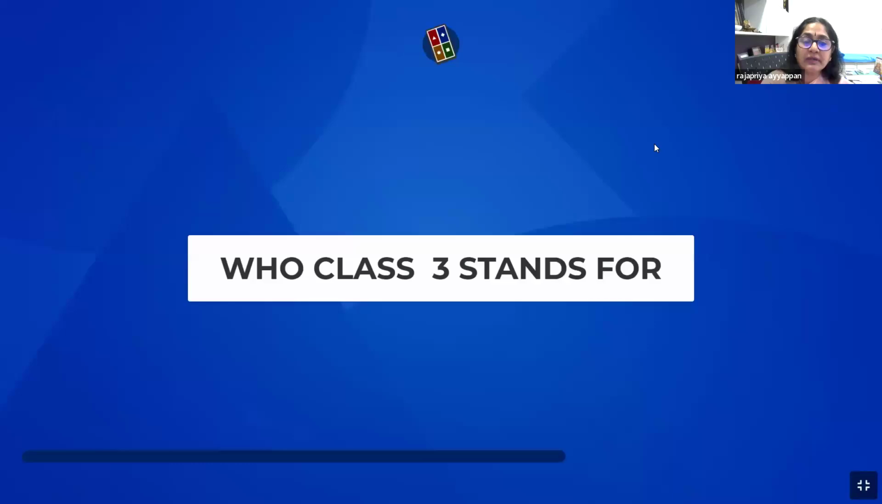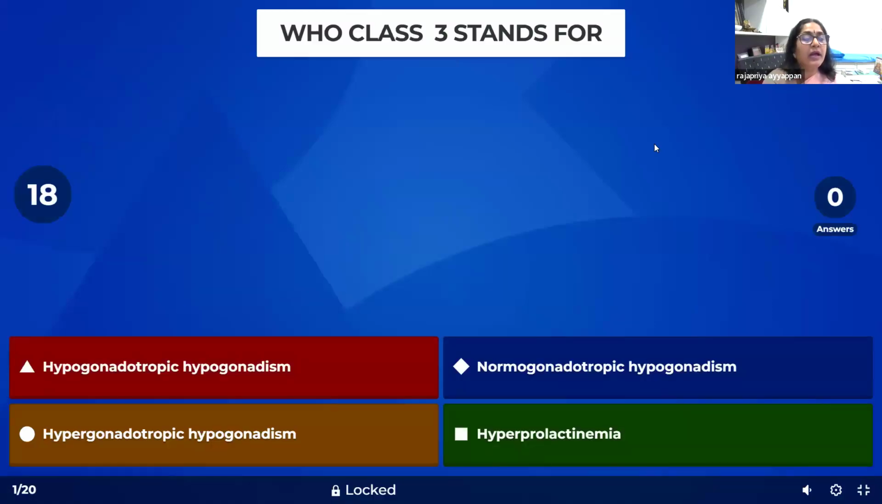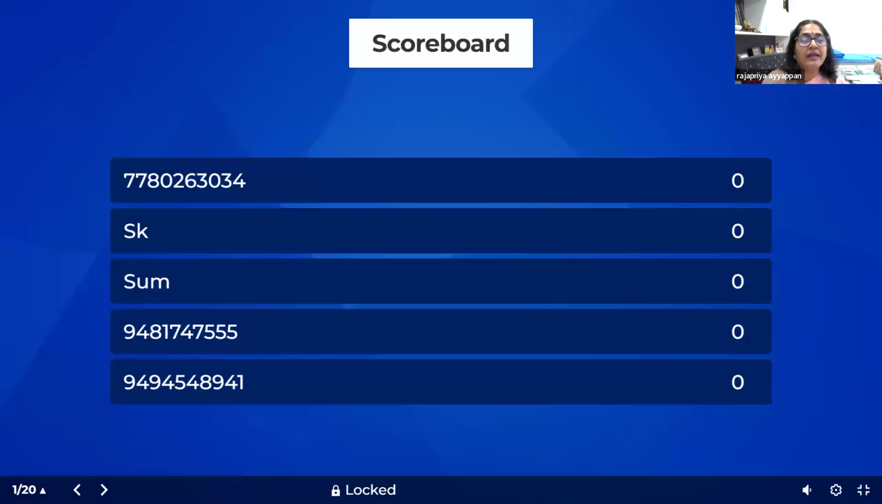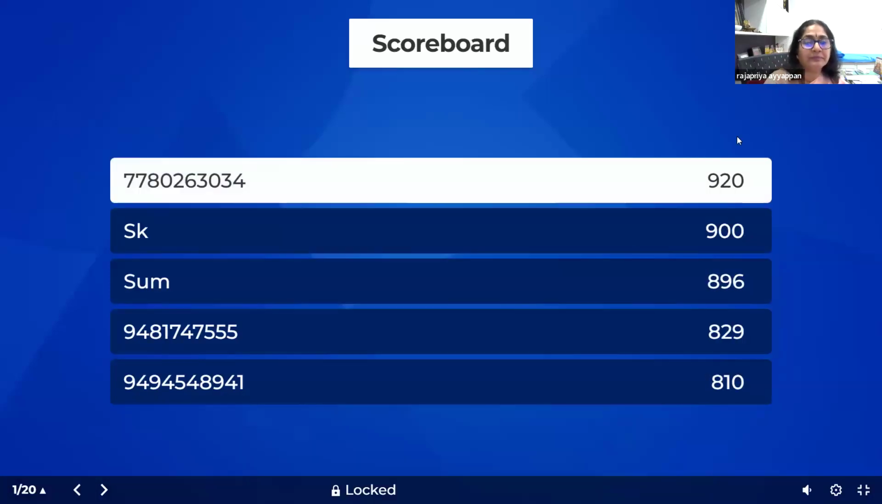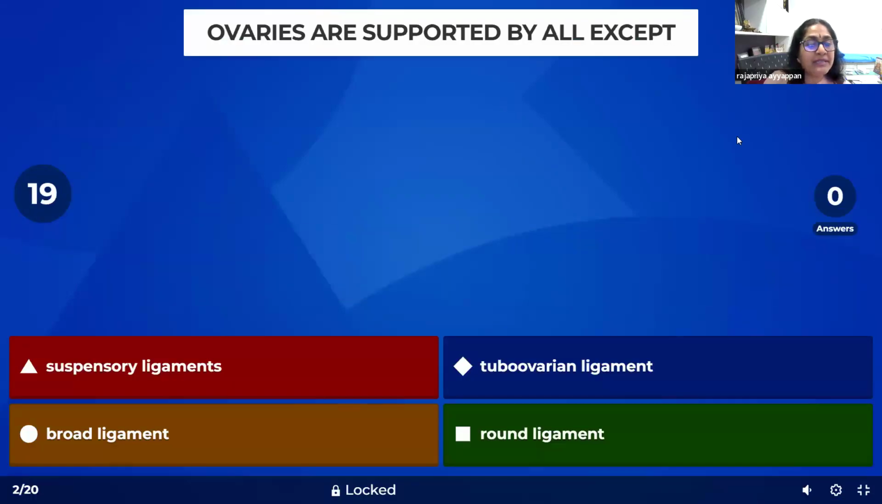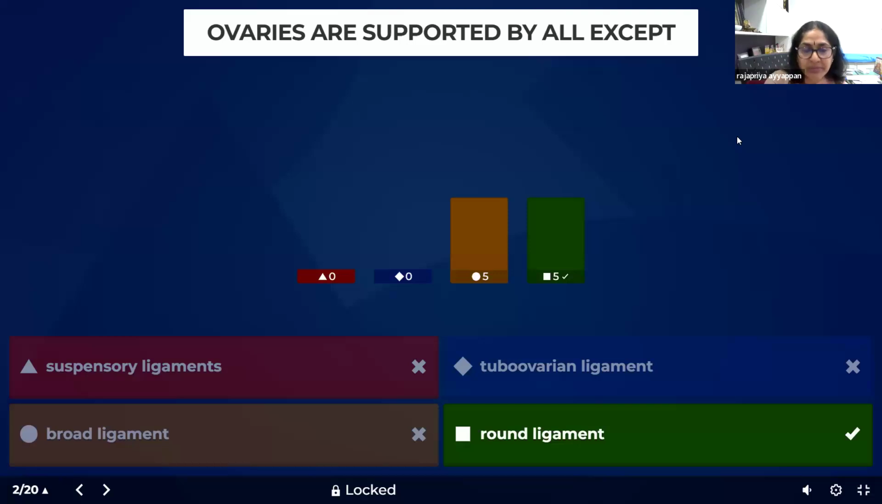The WHO classification 3 stands for hypogonadotrophic hypogonadism, hypergonadotrophic hypogonadism, normogonadotrophic hypogonadism, hyperprolactinemia. The answer is hypergonadotrophic. Ovaries are supported by the following ligaments except: suspensory ligaments, broad ligament, tubo-ovarian ligament, round ligament. Round ligament is the answer.